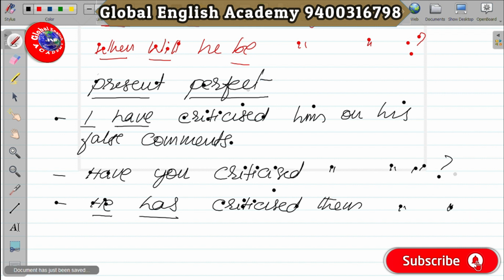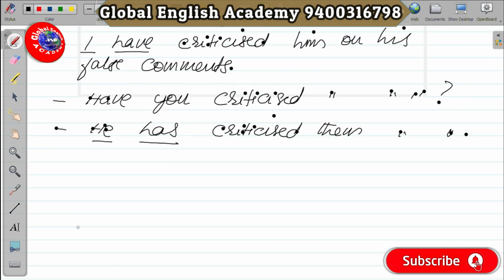He has, third person singular. So have with first person, second person, and third all plural, and has with the third person singular. He has criticized. Have, has, had, be, being, been, past participle. So we used criticized them. He has criticized them on their false comments. How to create a question for this? Has he criticized?